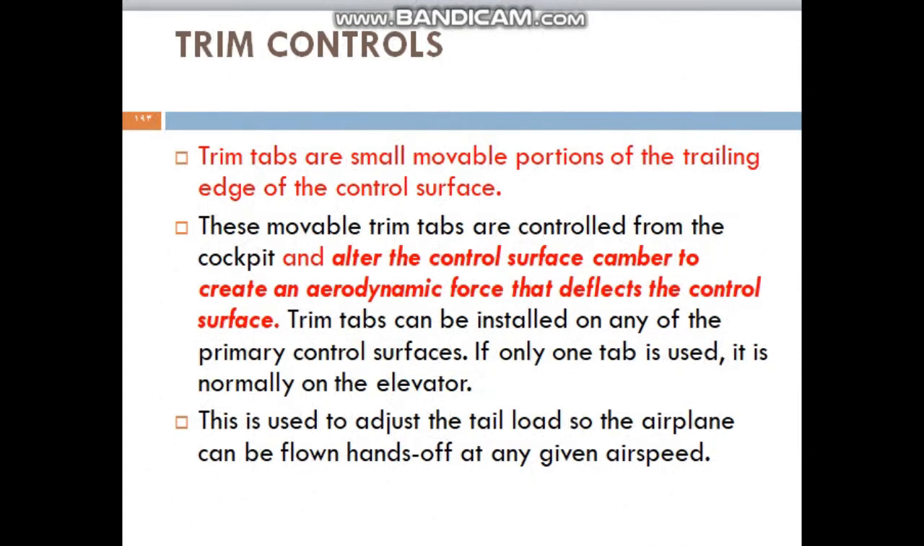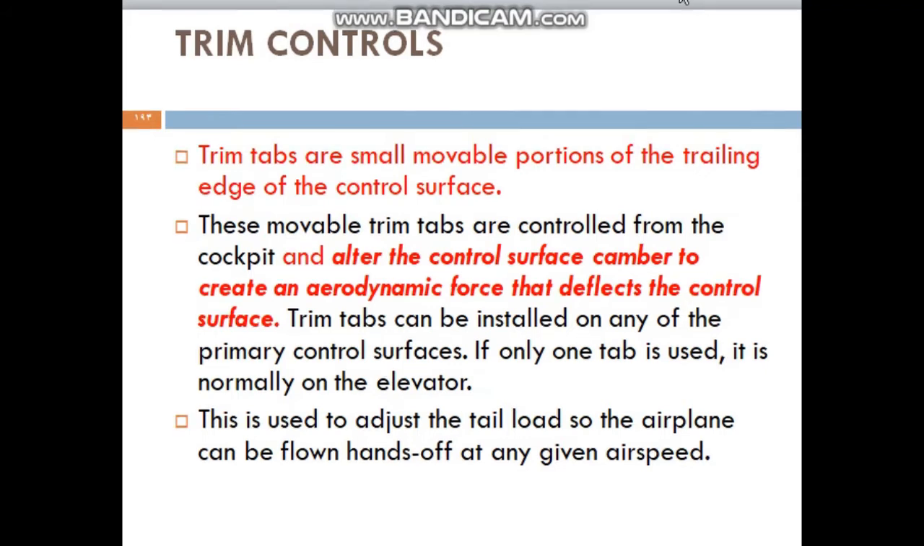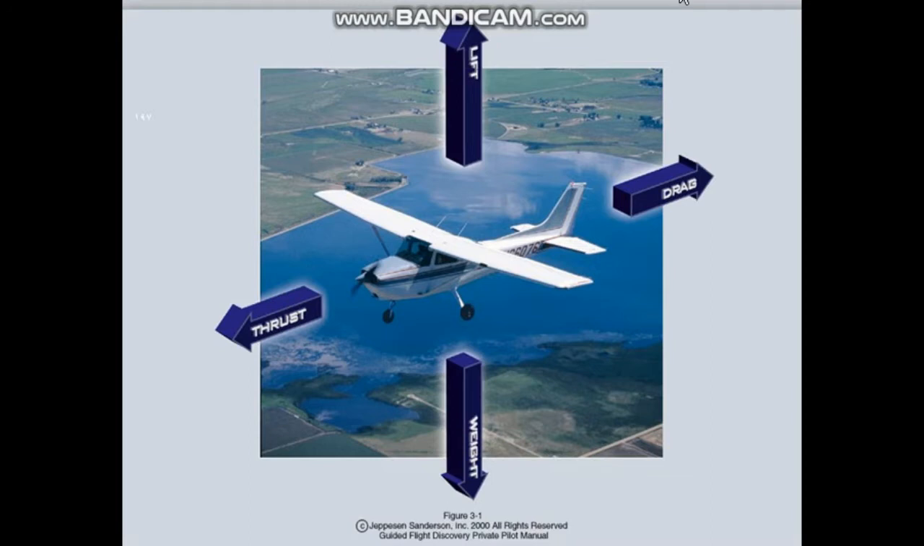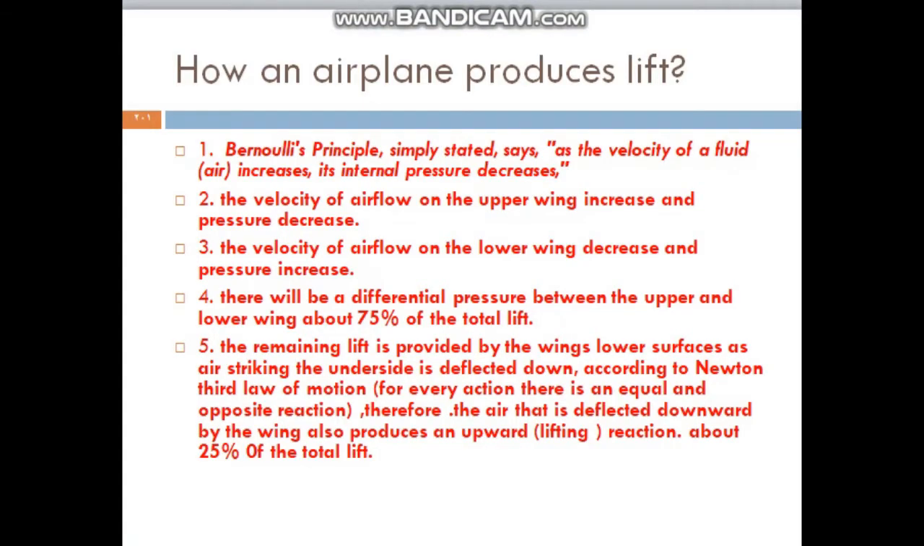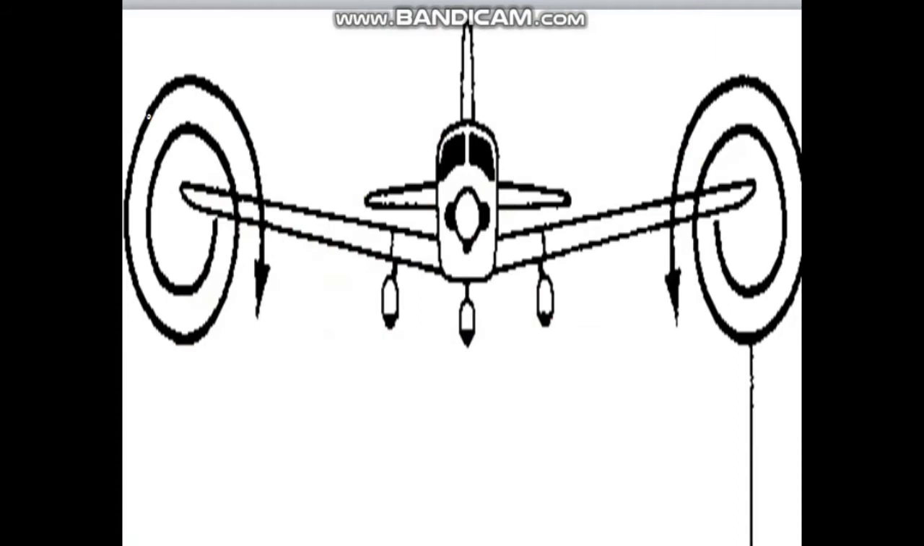Today we will continue on physics chapter 2 general book, and we arrive to section D, aerodynamics. We will talk in this video about the trim controls and some types of trim controls. Also we will talk about the four forces of flight and how an airplane produces lift. And the last thing we will talk about is the wingtip vortex.